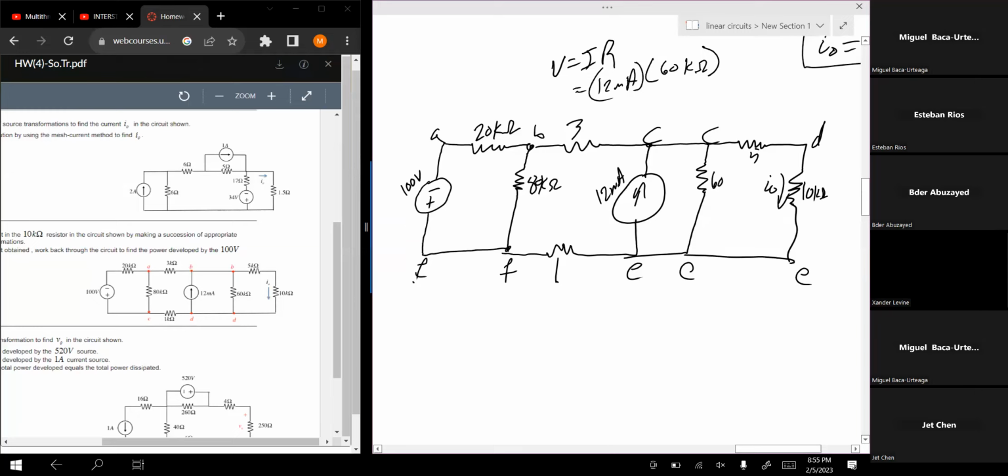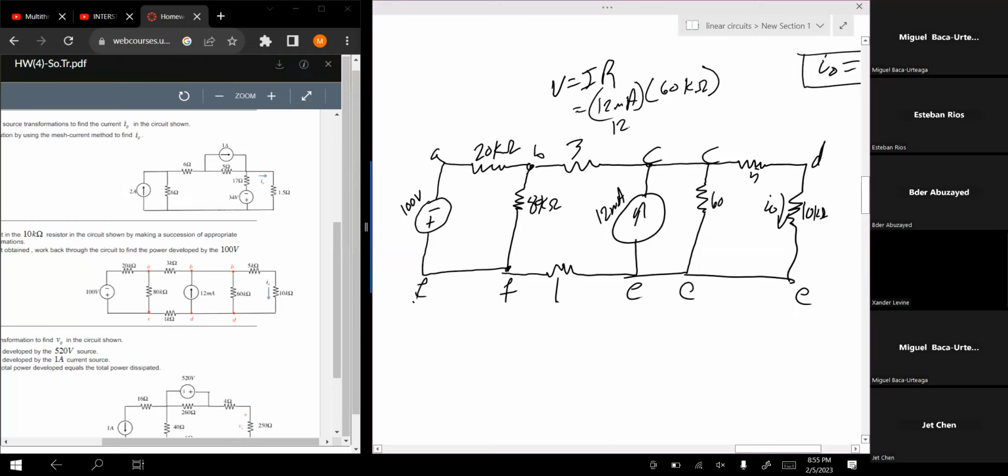And so that's going to be 12 times 10 to the negative 3 times 60 times 10 to the 3. Let's punch that into the calculator. 12 times 10 to the negative 3 times 60 times 10 to the 3. 720. 720 volts. God damn. That's a lot of volts.